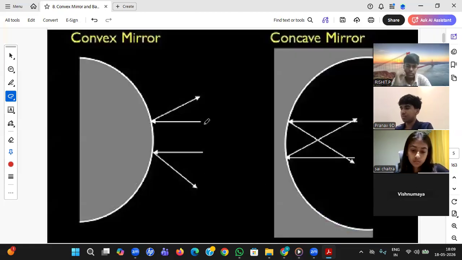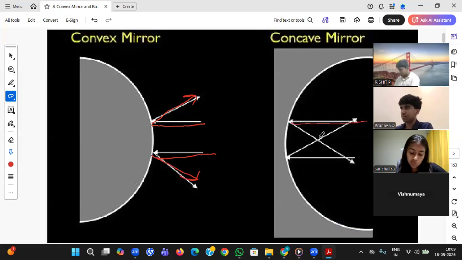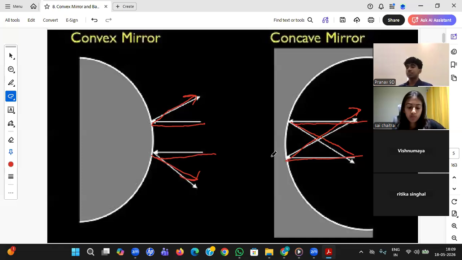You can see here, light is coming on the bulged part and reflecting from the bulged part: convex. Light is entering the cave and reflecting from the cave: it is nothing but a concave mirror.